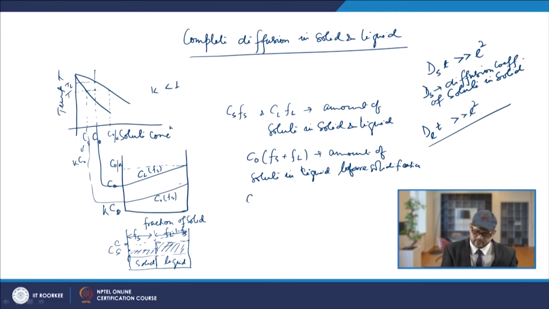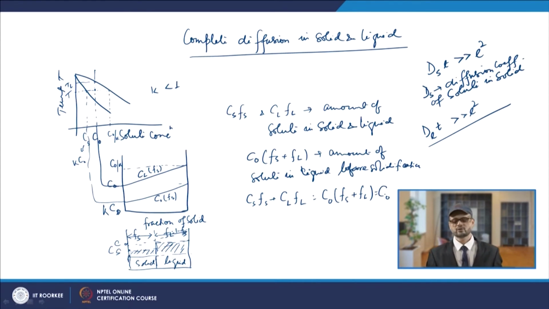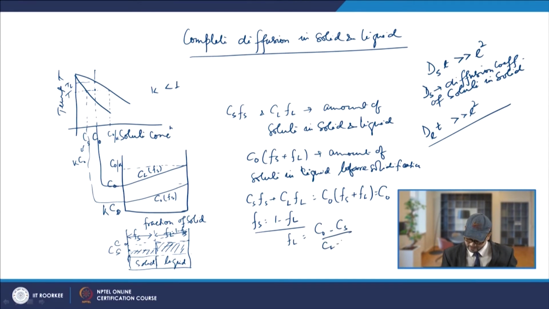If you equate, you will have CsFs plus ClFl equal to C naught into Fs plus Fl. So, Fs plus Fl is 1, and that is known as C naught. If you substitute Fs equal to 1 minus Fl, you can have the lever rule. That is, Fl is C naught minus Cs divided by Cl minus Cs, which is the equilibrium lever rule that is obtained.